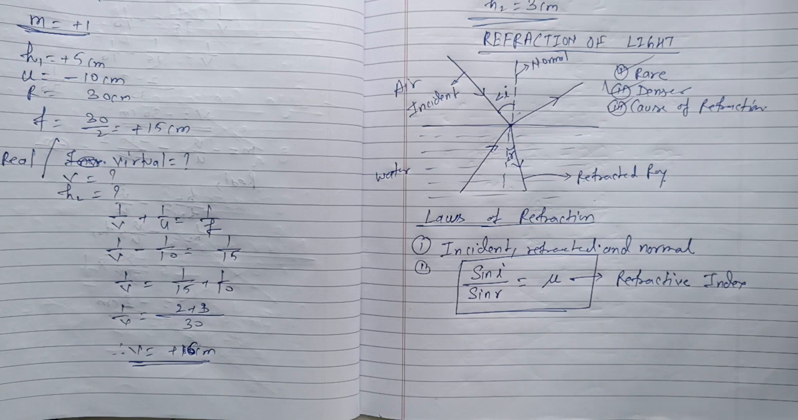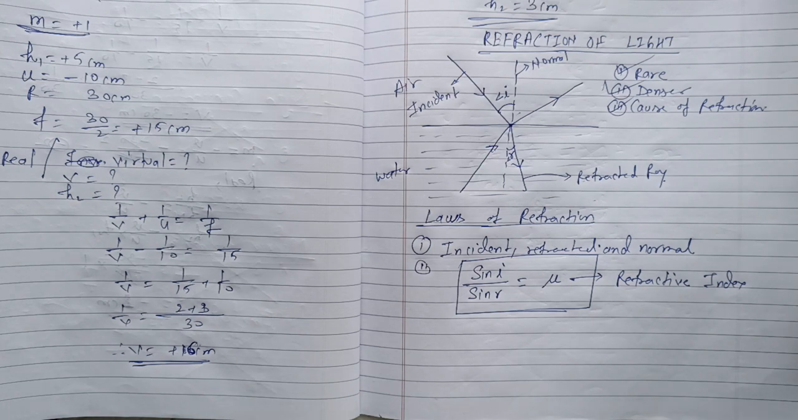Now we will study about mu. We will study in detail about refractive index. What is refractive index, sir? Refractive index is a property of the medium, and the medium with more density has more refractive index. So if you compare air and water, water has more refractive index than air. Similarly, if you compare water and glass, glass has more refractive index in comparison to water.